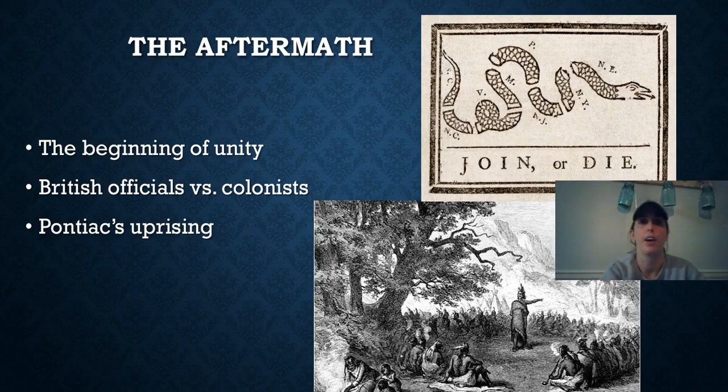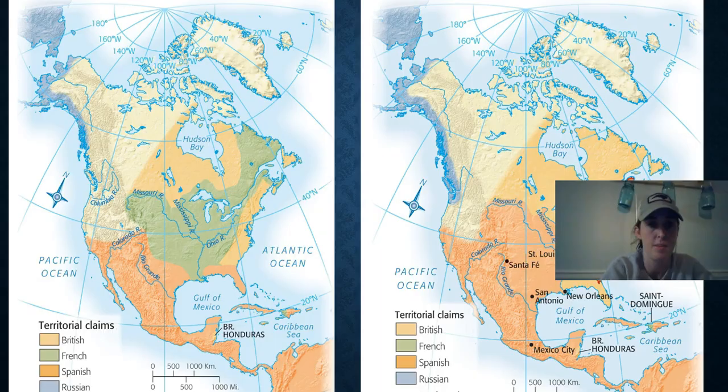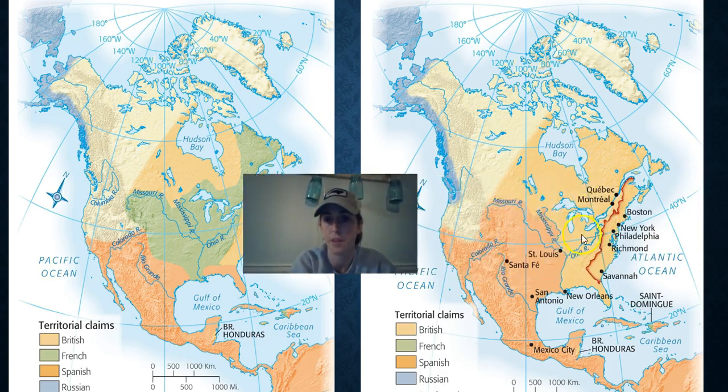Pontiac's uprising. So, let's go to this map real quick. Okay, over here. One of the biggest benefits for the Native Americans of having multiple empires there is that if the French aren't giving you the deal you want, you can go to the British or the Spanish. Well, now they can't play off the French as much. So they're a little bit at a disadvantage.